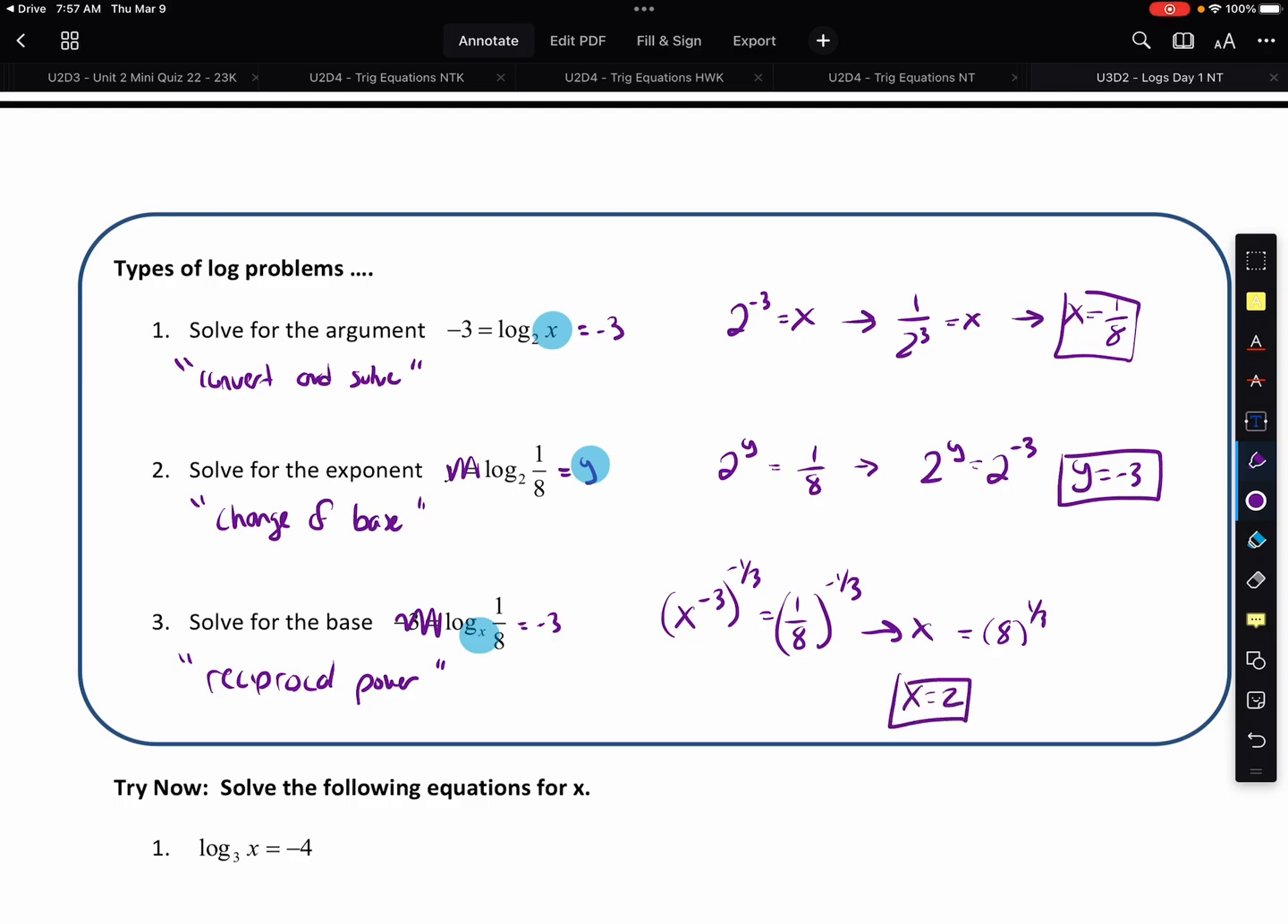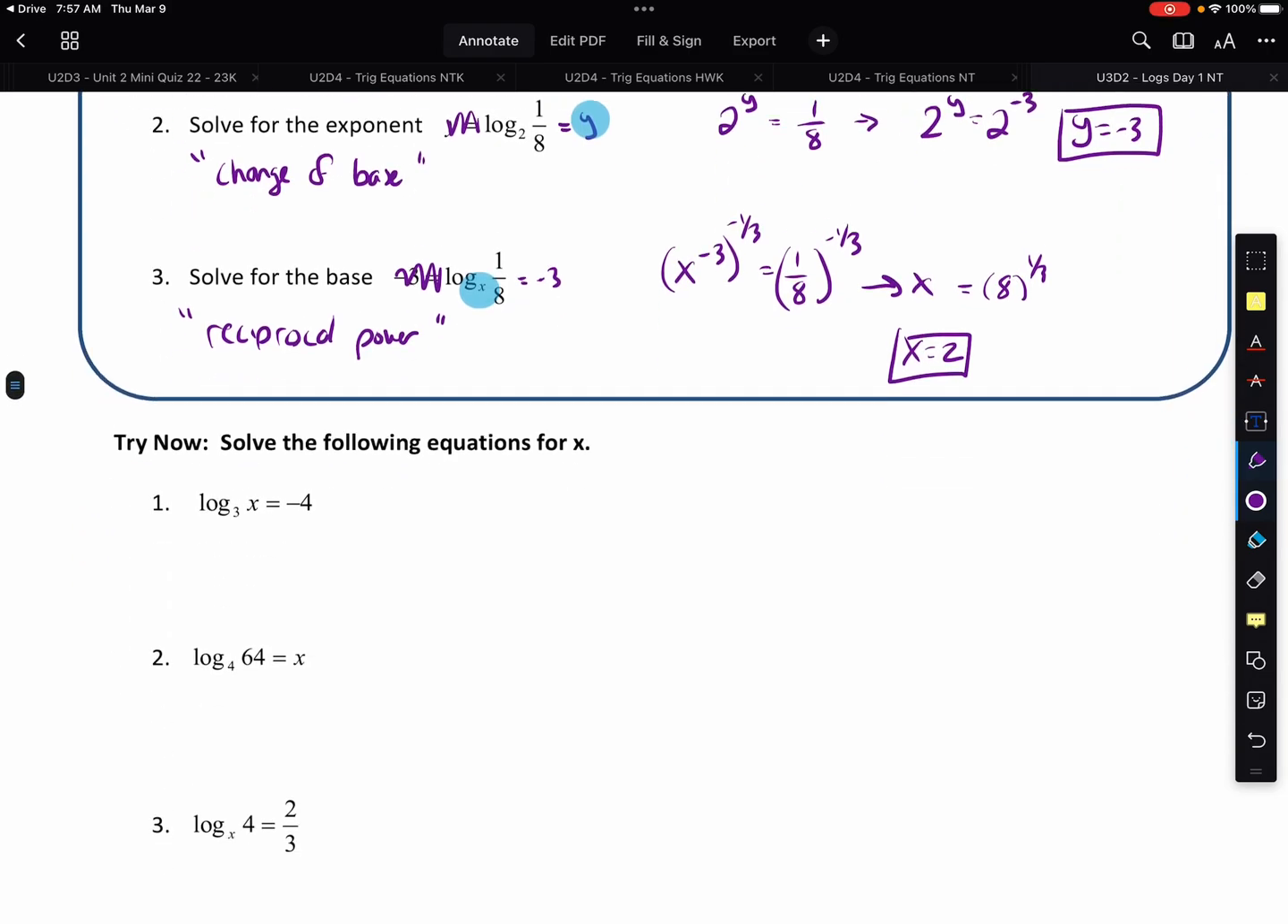Right, these are consistent. Solving for the argument, convert and solve. Solving for that answer, change of base. Solving for the base, reciprocal power problem. That will hold true every single time.